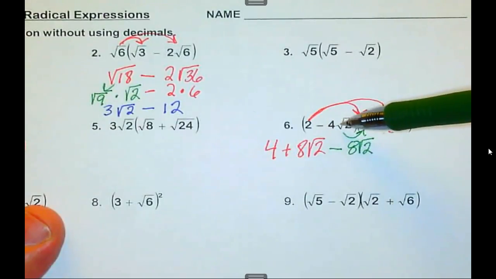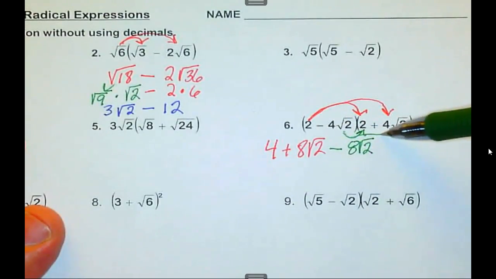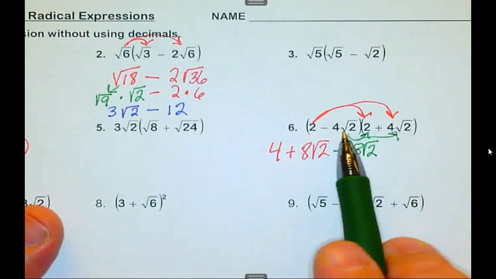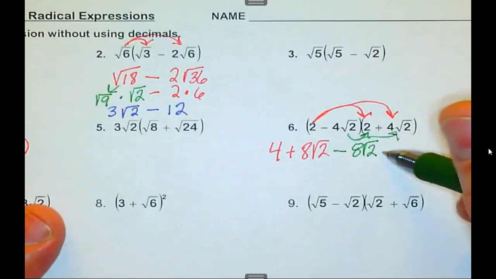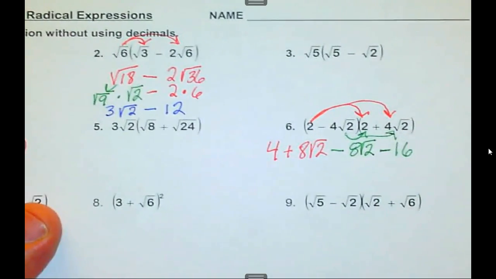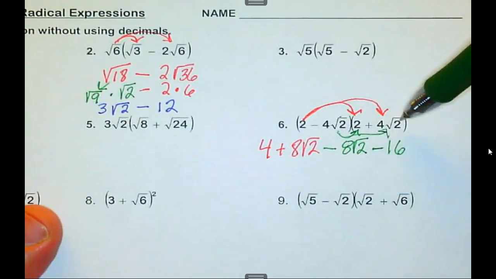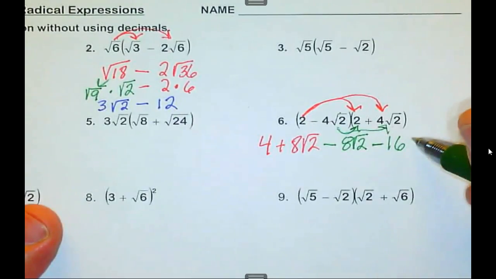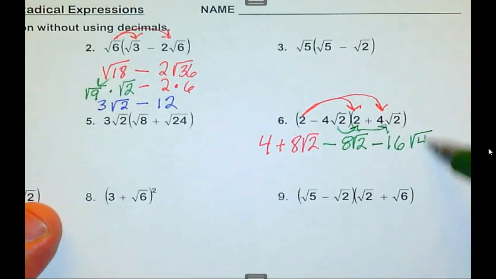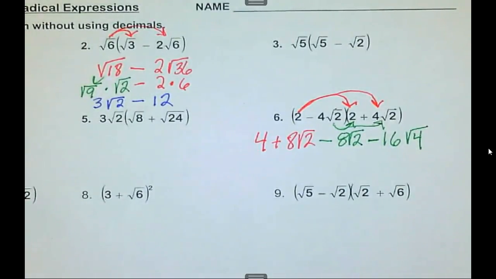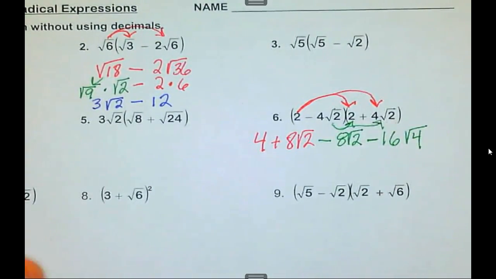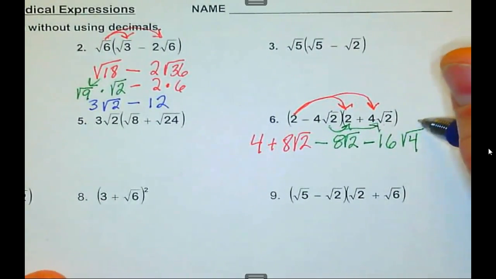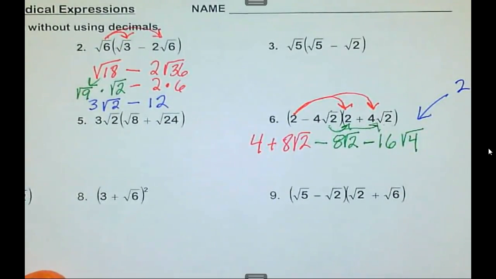Then I'm going to take minus 4 radical 2, multiply it to a positive 4 radical 2. Well, let's see. Negative 4 times positive 4 is minus 16. Radical 2 times radical 2 is what? Radical 4. Now let's do some simplification. Radical 4 is a perfect square, right? That just equals 2. Square root of 4 is 2.